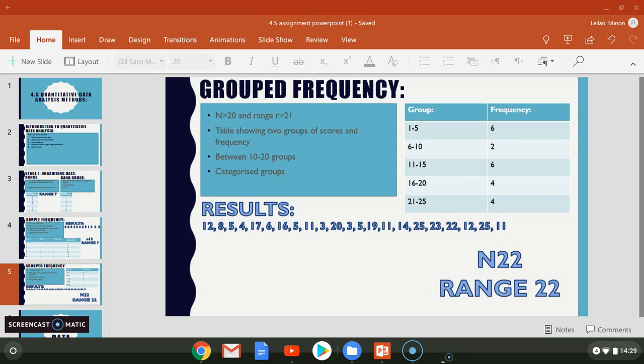So the range is 22 because the highest value is 25 and the lowest value on the results is 3. So 25 minus 3 is 22. N is equal to 22, the sum of all the frequencies. So 6 and 2 and 6 and 4 and 4 is 22.